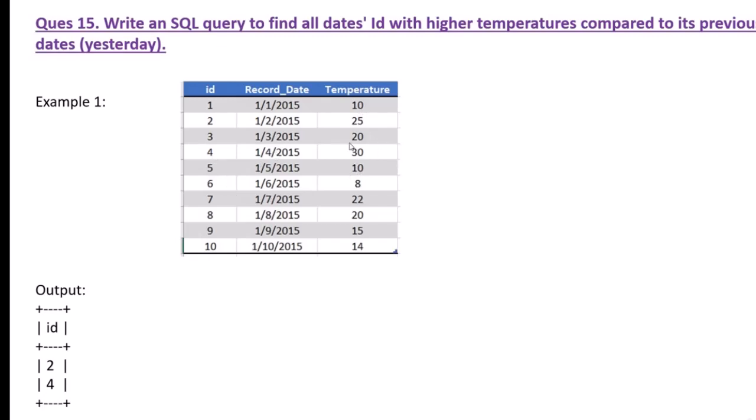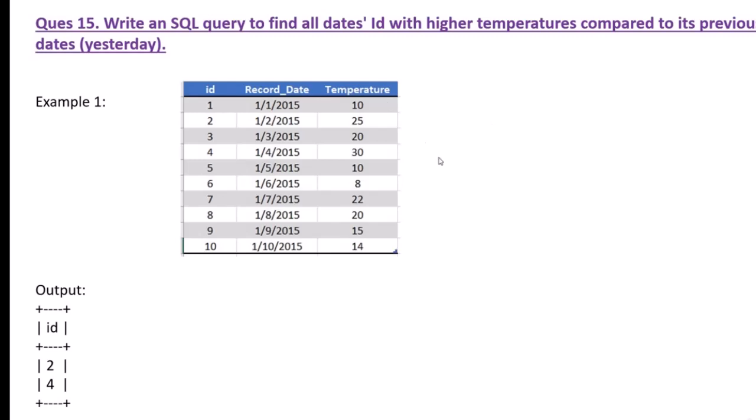Similarly, we can see ID 4. The temperature on that day is 30 degrees, which is greater than its previous day when the temperature is 20. So we need to write down the SQL which can tell me which are those IDs when the temperature is higher as compared to its previous day.